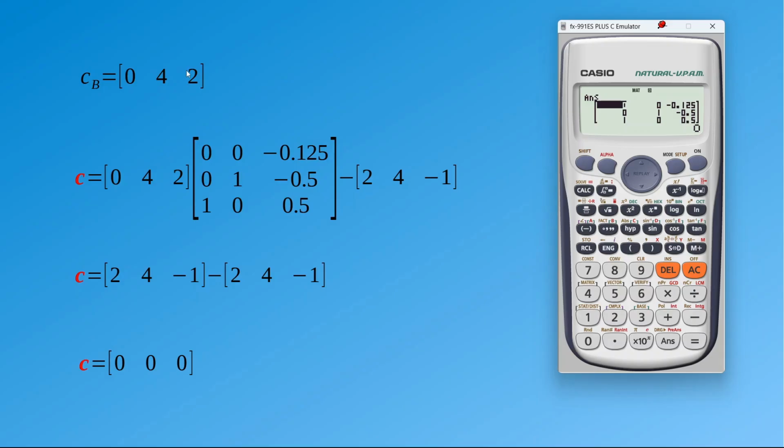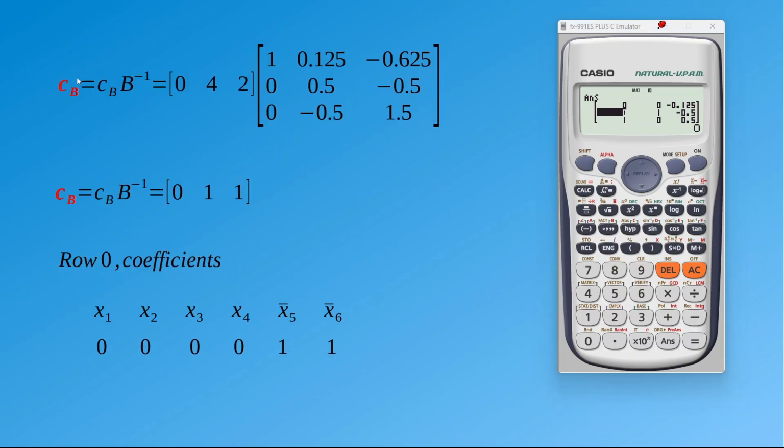Now why this 2 has come here is because the updated matrix of row 0 for the basic variables is going to be x3, x2 and x1. Why? Because x6 is out and x1 is in. So if we multiply 0, 4, 2 with this, we get 2, 4 and minus 1, minus 2, 4 and minus 1, and you have 0, 0 and 0.